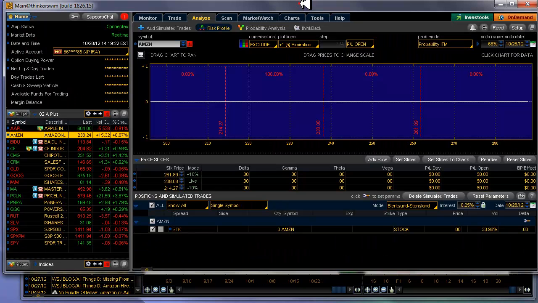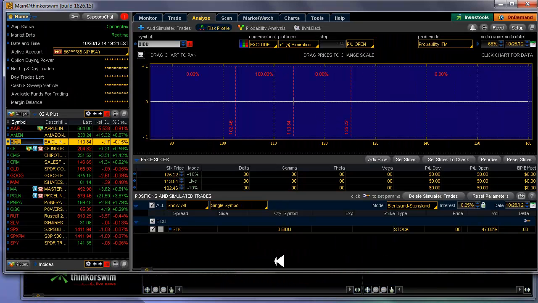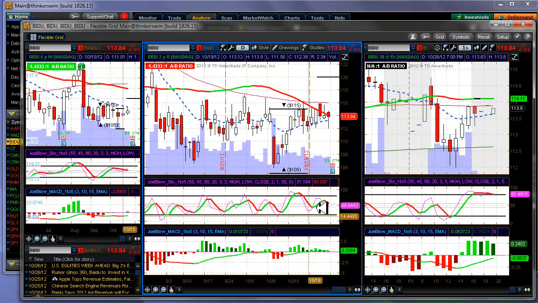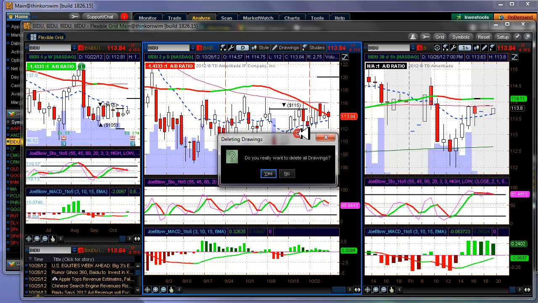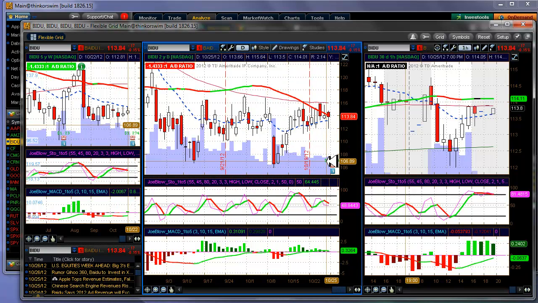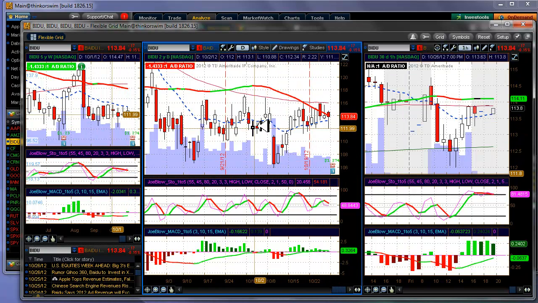And we'll see if we can find some more examples of that. Baidu, I actually did an iron condor on this a while back. I'll get the drawings off of here so that we don't have them disturbing us. And it actually sort of worked out. I mean, it wasn't the prettiest thing in the world. I made a couple bucks off of it.